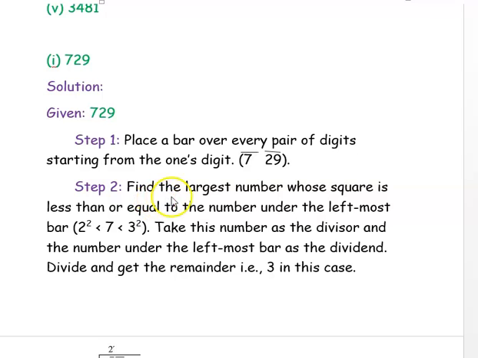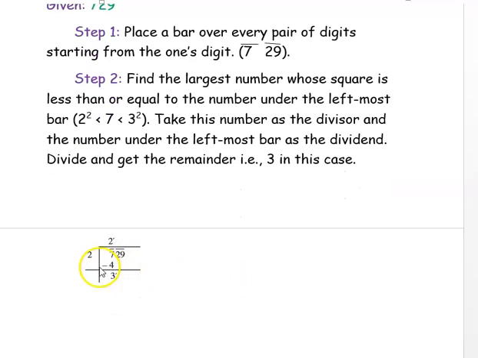Then, next step, find the largest number whose square is less than or equal to the number under the leftmost bar. Here the number under the leftmost bar is 7. Then we want to find the number whose square is less than or equal to this number. Take this number as the divisor and the number under the leftmost bar as the dividend and divide and get the remainder. Okay, so now I have written here 729. Now I have taken this leftmost number 7.